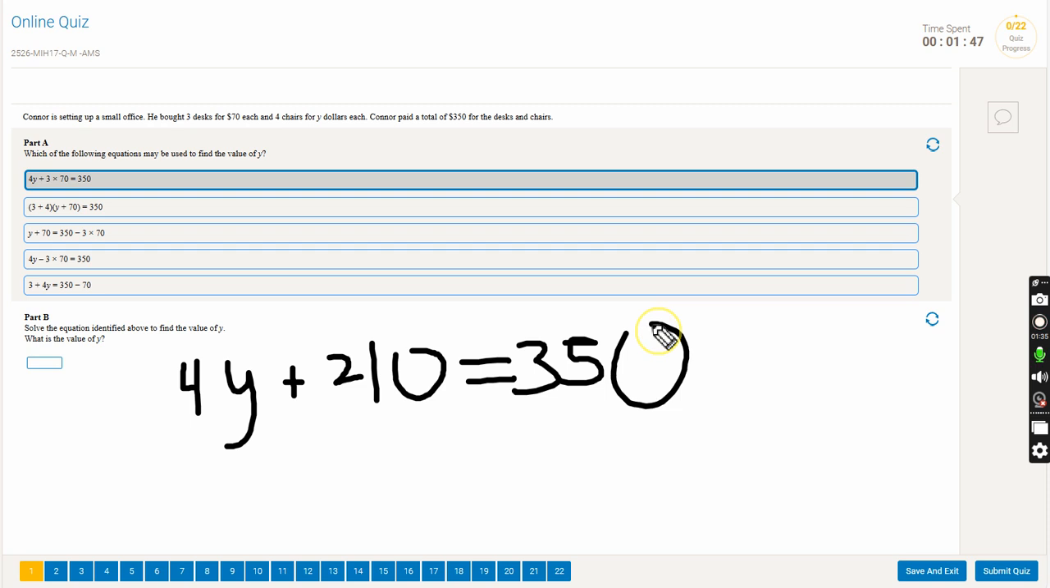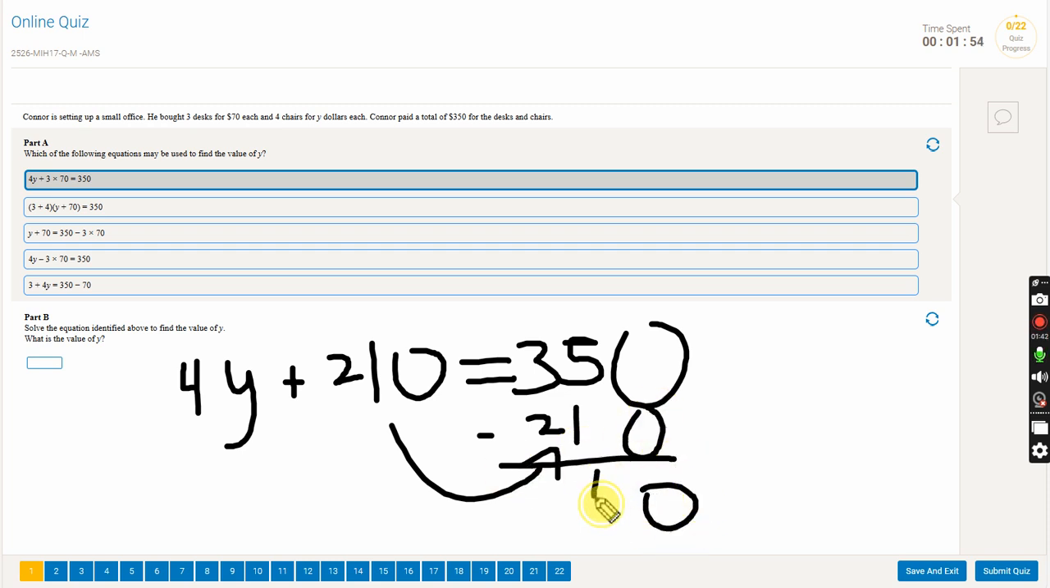Then we subtract, right? We take the 210 to the other side. Subtract 210. We get 140, so 4y equals 140, and that is your answer for the second one.